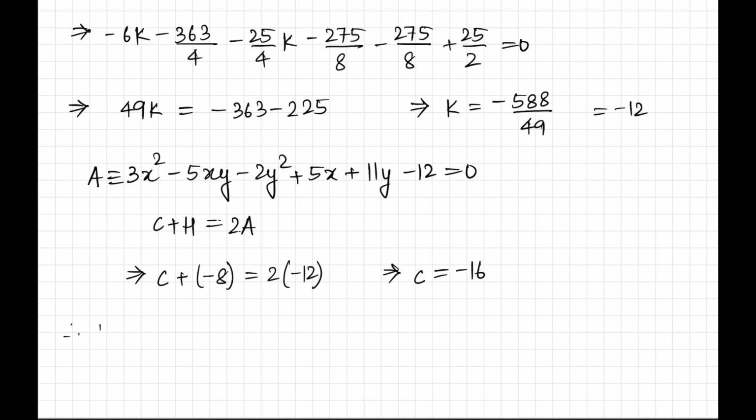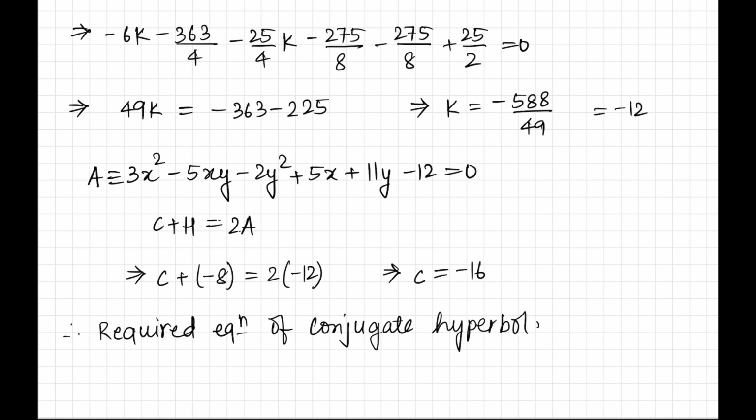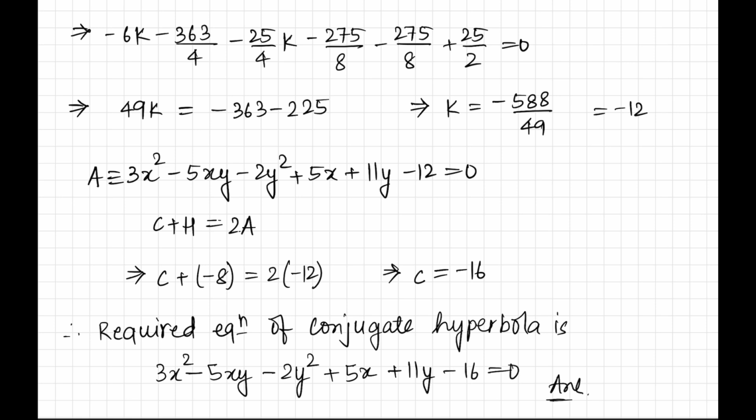And therefore, the required equation of the conjugate hyperbola is 3x squared minus 5xy minus 2y squared plus 5x plus 11y minus 16 equals to 0. And that, my dear students, is the answer.